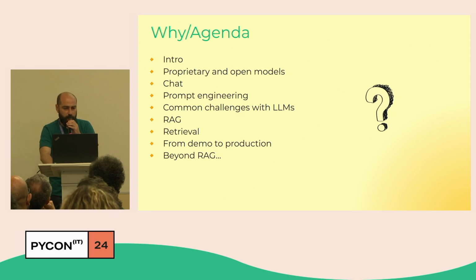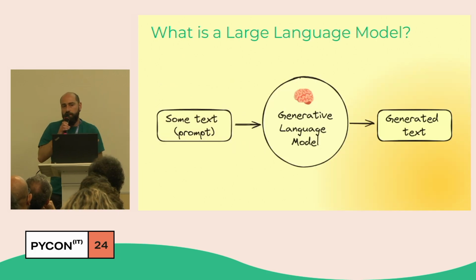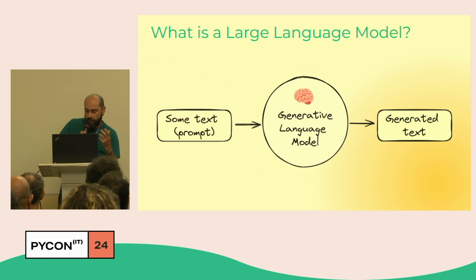Let's start simple. What is a large language model? Generally, with this term, we refer to generative models of the transformers family. You pass in input some text called prompt, and you get some other text, which is statistically plausible, as we will see.